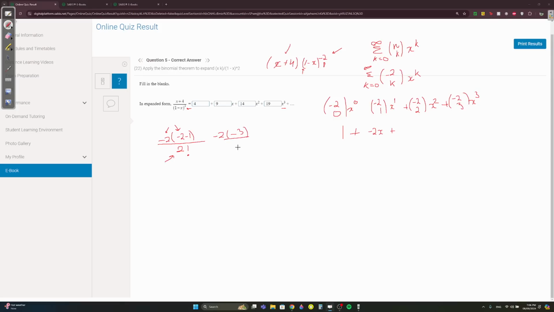2 factorial is 1 times 2, so it's just 2. Negative 2 times negative 3 is negative 6 over 2. As usual, it's positive 6 over 2, which is 3. So 3x squared.